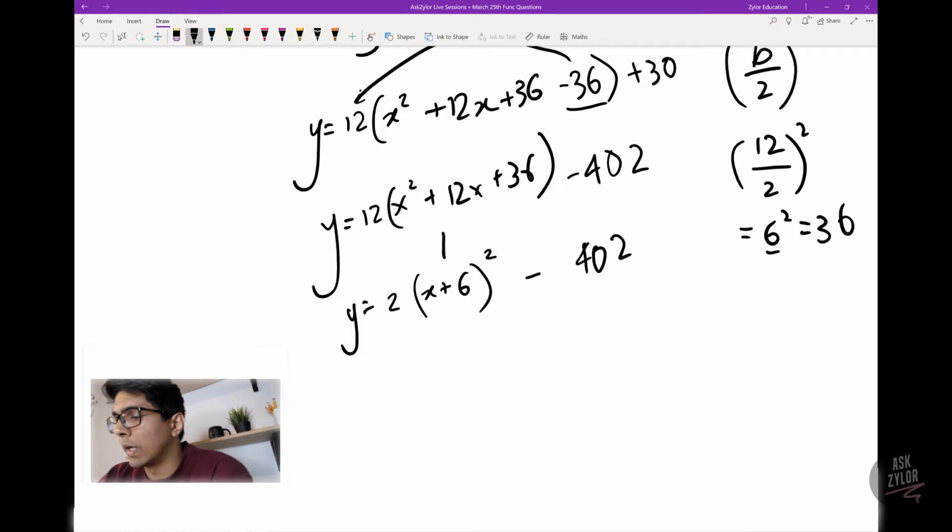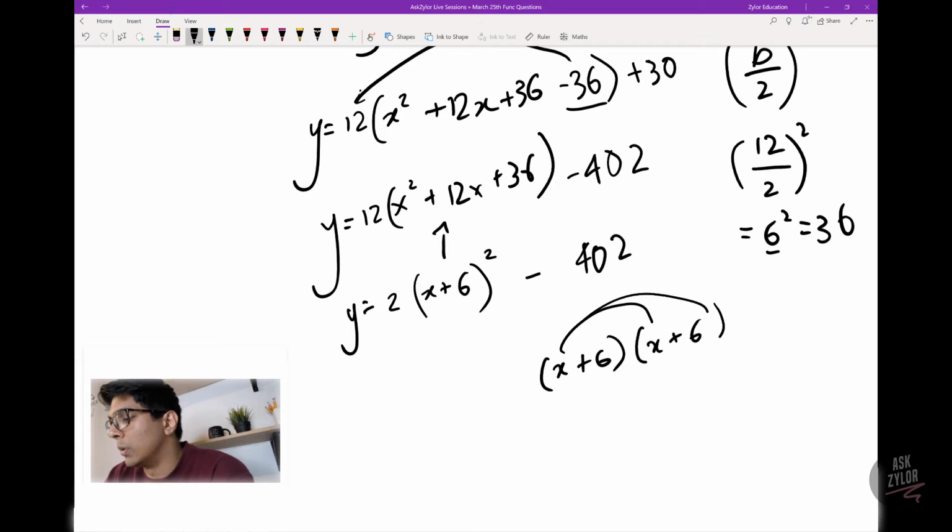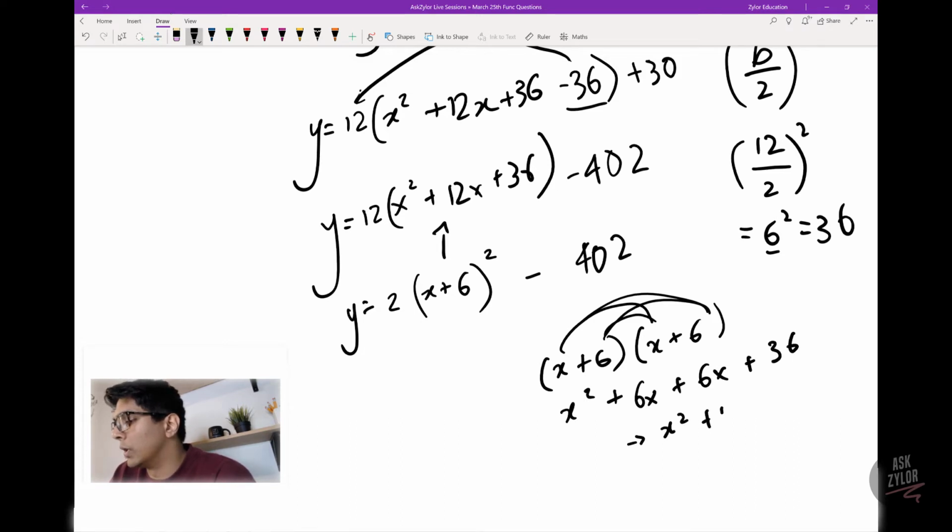I can double check and show you that x plus 6 squared is going to give me x squared plus 12x plus 36, so I can distribute each of these numbers. So I have x squared plus 6 times x is 6x, plus 6x, plus 6 times 6 is 36. So all in all, I should get x squared plus 12x plus 36. This is just to prove that x plus 6 squared is going to give me this function.